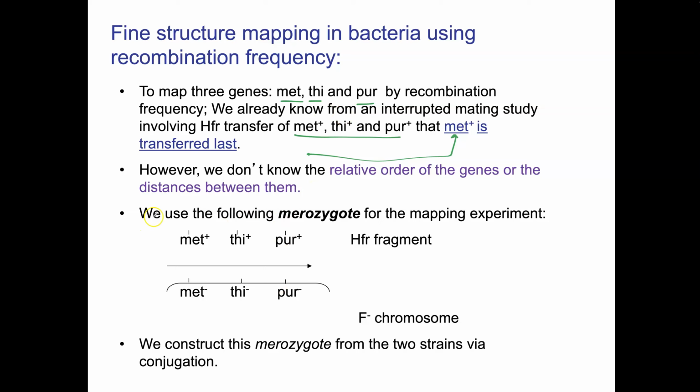And so we're going to use this merozygote. A merozygote is just a temporary diploid. It's the time during which there is some linear HFR DNA inside the F- cell. And so for a short period of time, you have 2 copies of the genes. But very rapidly that DNA is degraded if crossover doesn't happen. And so we're going to be selecting for incorporation of methionine plus. Okay, so we want to select for MET plus, and then we will be asking, again, how many crossovers occurred in each of the other regions, right?